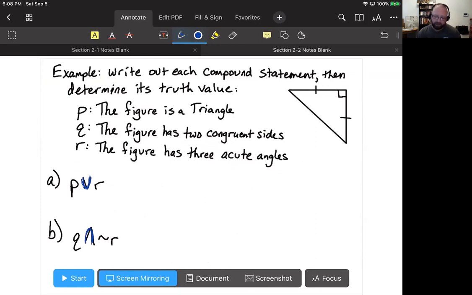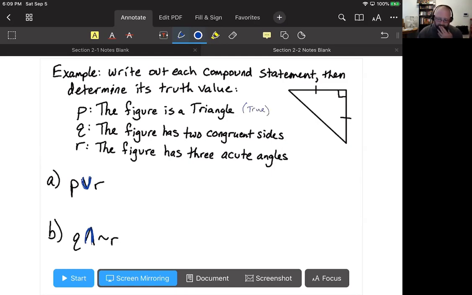So we have these statements. Statement P is that the figure in the picture is a triangle. Statement Q is that the figure has two congruent sides, and statement R says the figure has three acute angles. The way we should start this problem is to figure out the truth value of the original statements. Statement P, the figure is a triangle. That figure is definitely a triangle. It has three sides, and it's a polygon, which makes it a triangle. So this is a true statement.